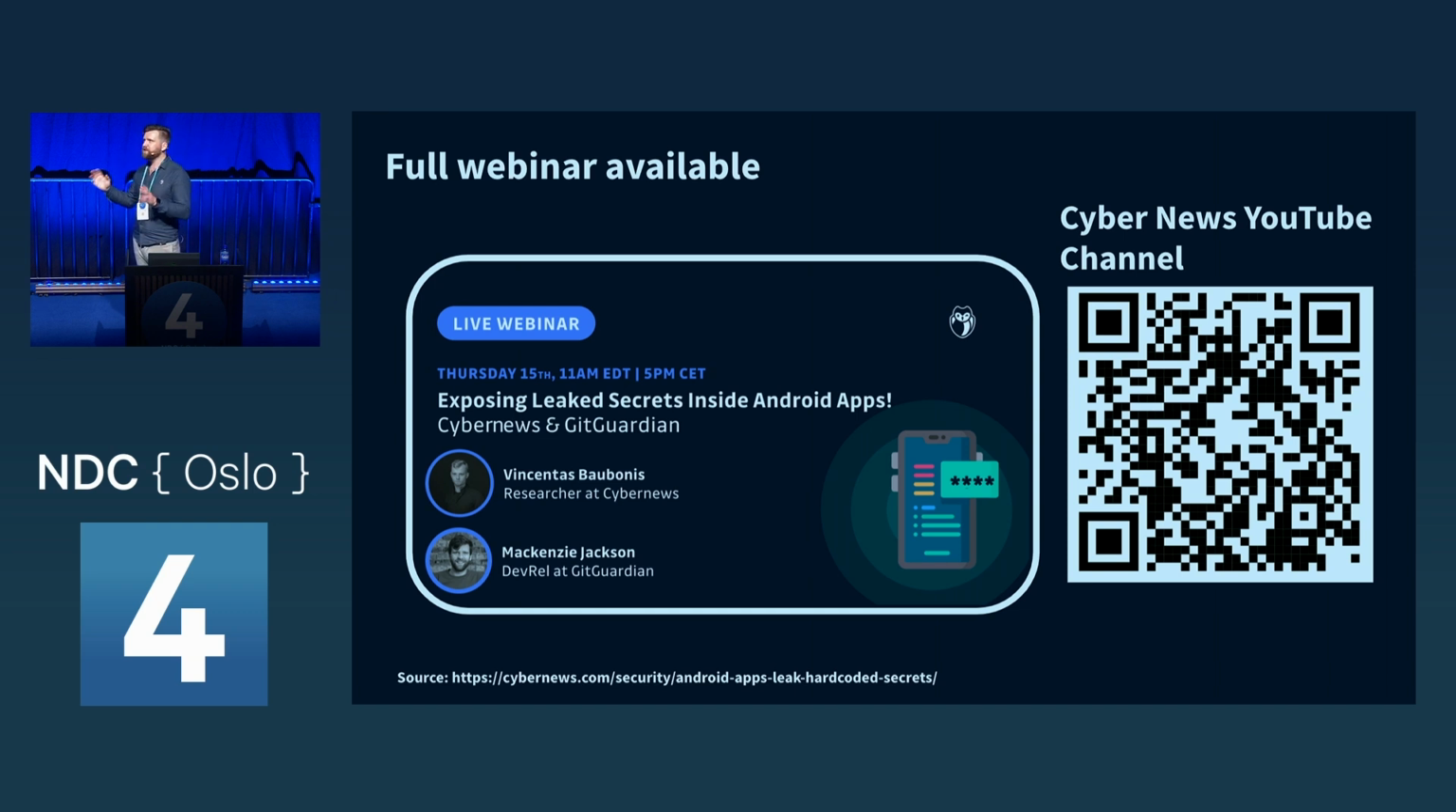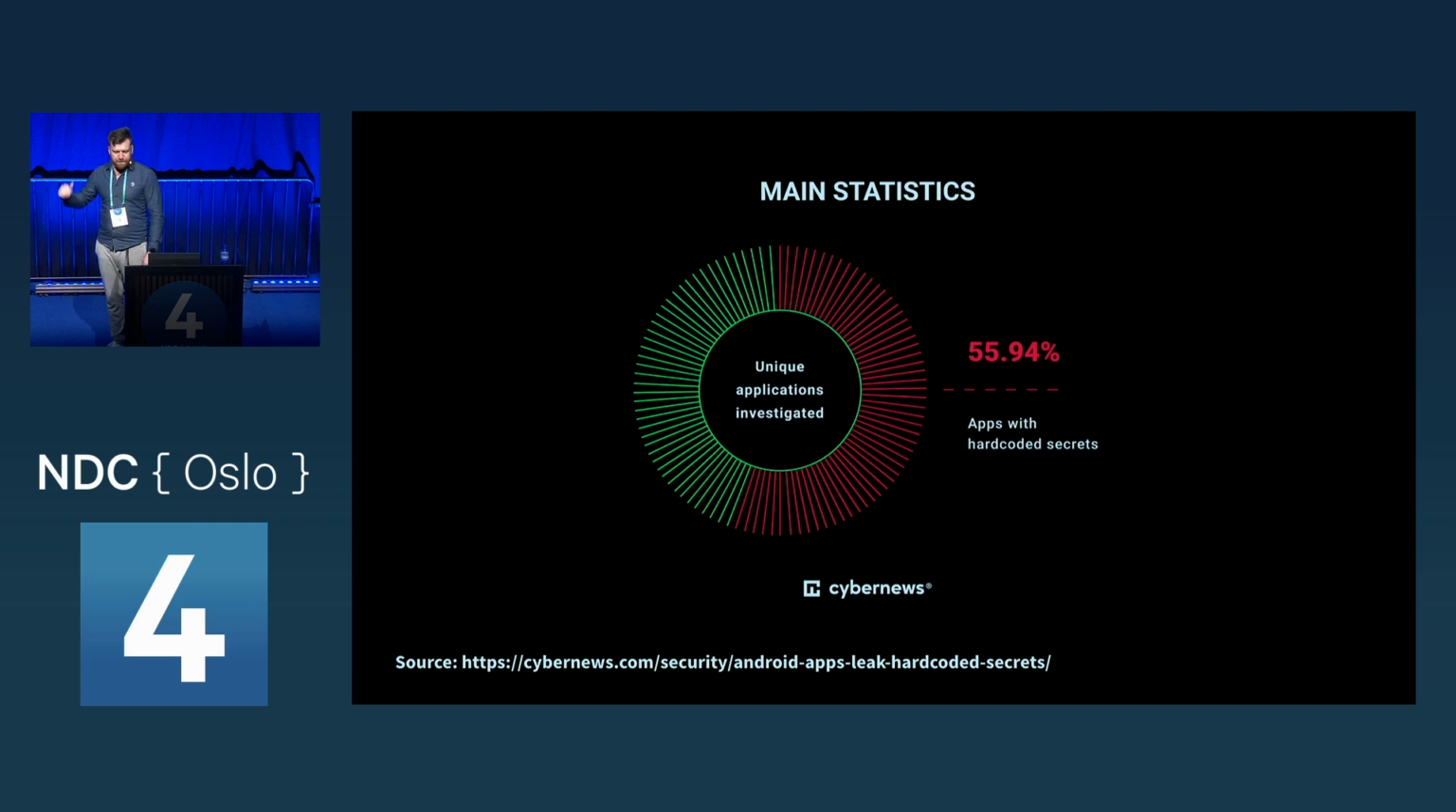But I'm just going to present a few slides from it because obviously we don't have time to go too deep into what their research was. But the main things, out of 50,000 applications, how many do you think contained hard-coded credentials? It was nearly 56%. So more than half the applications on the Play Store contain a credential.